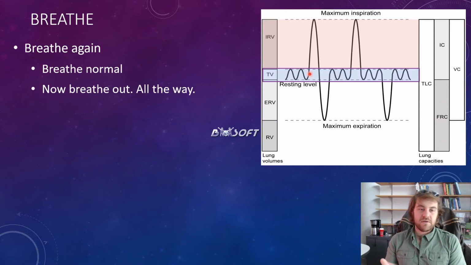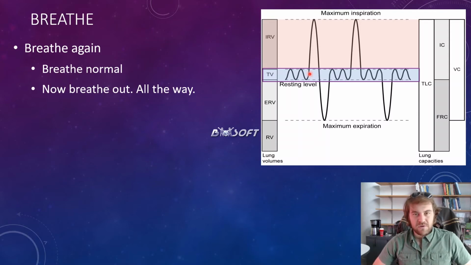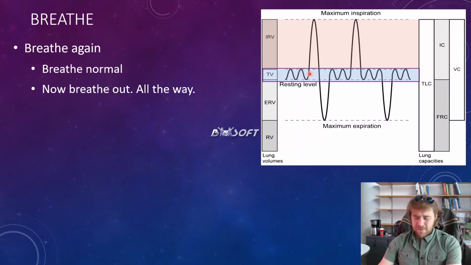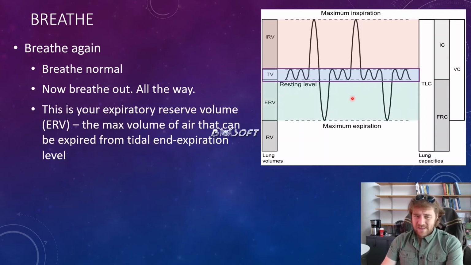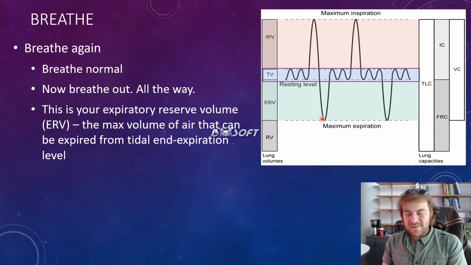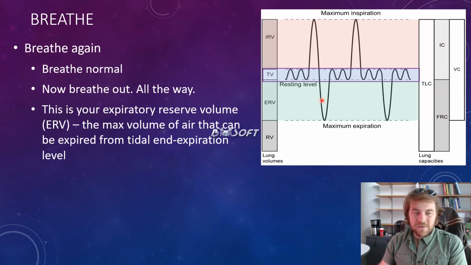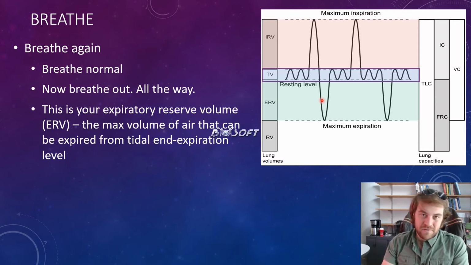So now breathe out. Now breathe out all the way. You're going to have to use your abdominal muscles all the way out. That is your expiratory reserve volume. So it's hard to do that when you're also trying to lecture. That's the maximum amount of air that you can actually push out of your lungs.